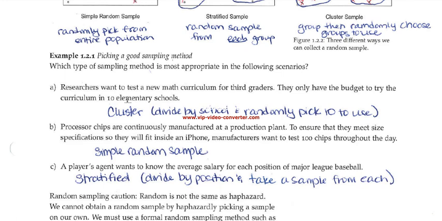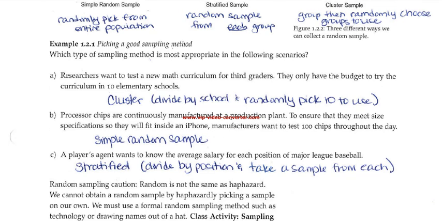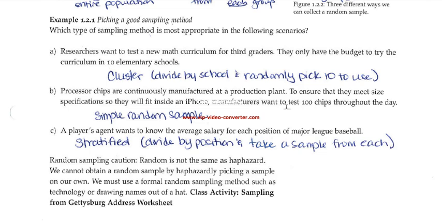And B, processor chips are continuously manufactured at a plant, and they want to sample the chips throughout the day. So the best way there is just to take a random sample throughout the day and get a sample of chips that way. We don't need to use a special sampling technique. And then in C, a player's agent wants to know the average salary for each position. Since we want some people from each position, we're going to break into groups by the position, and we would take a sample from each of those groups.